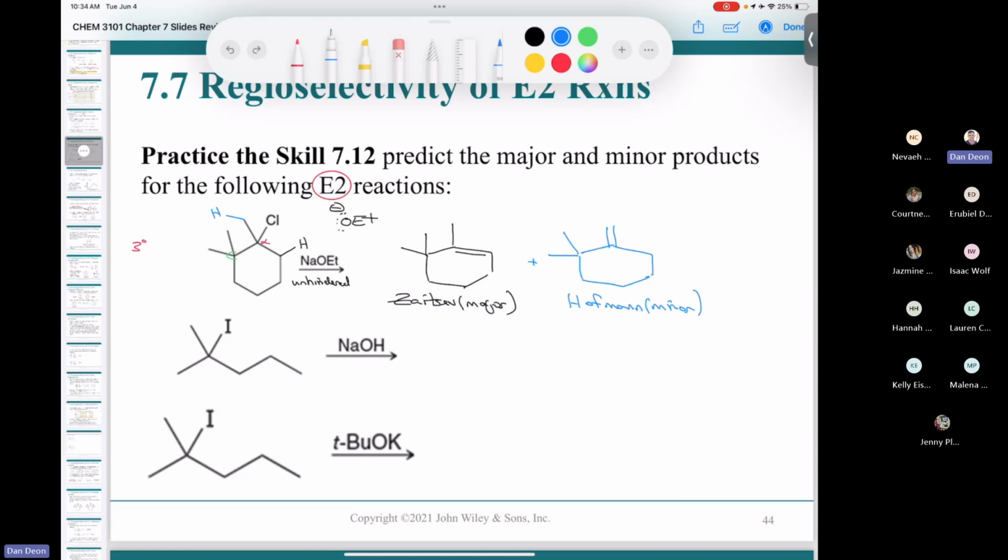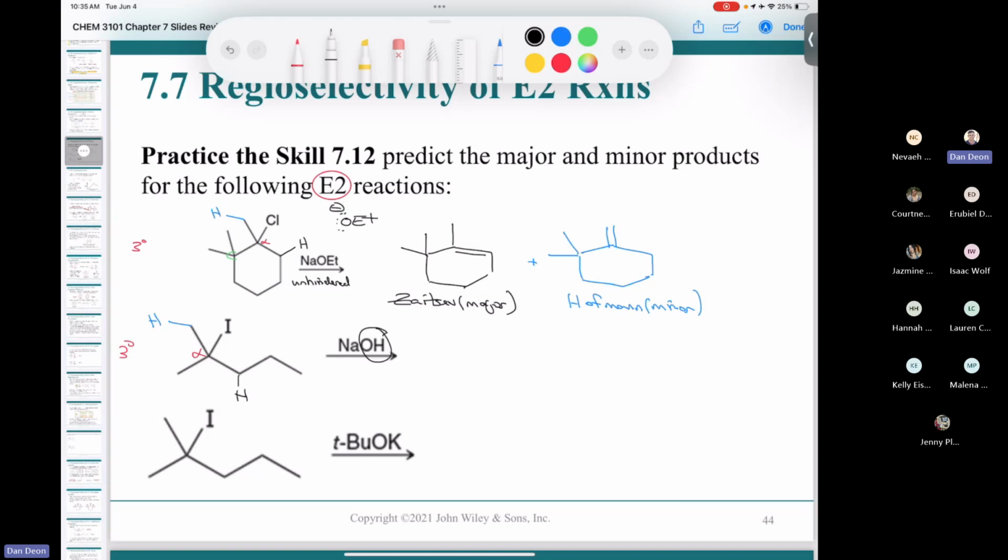Now, if I had had a hindered base, then that's going to give me the less substituted alkene. So let's try it again. If we take a look at this next problem, we have a tertiary alkyl halide. This is our alpha carbon. There are 2 types of beta carbons. There are the ones with the blue protons, and then there's this methylene, which has 2 protons. I'll put those in black.